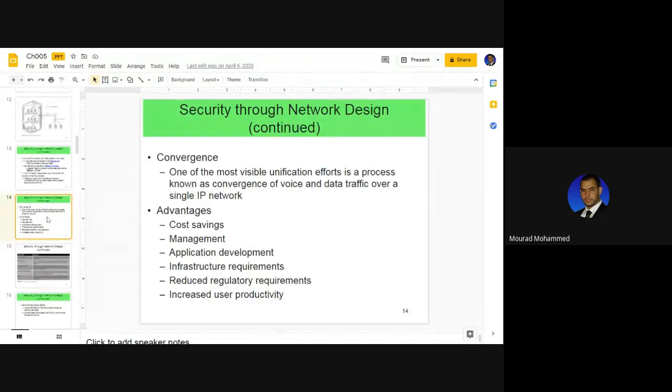So convergence. Are you using the voice over IP service? Okay, you have to pass through this network. You have to pass through this firewall. You have to pass through this path or circuit. Convergence.